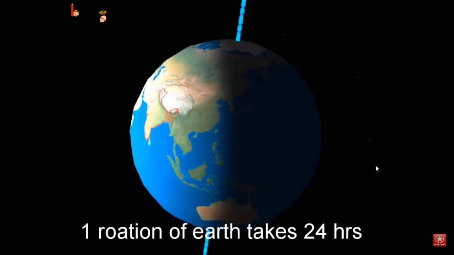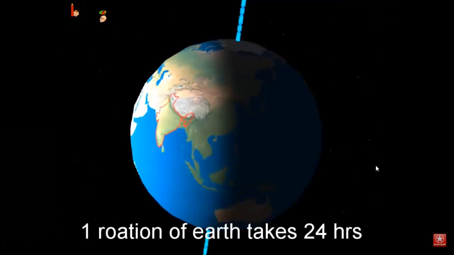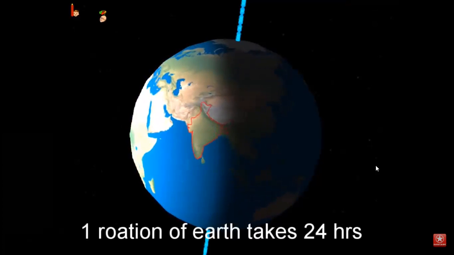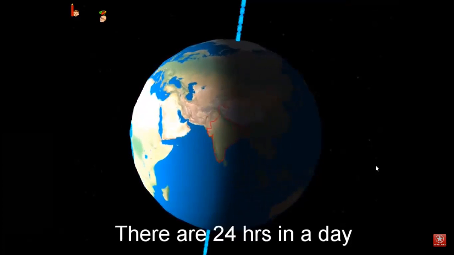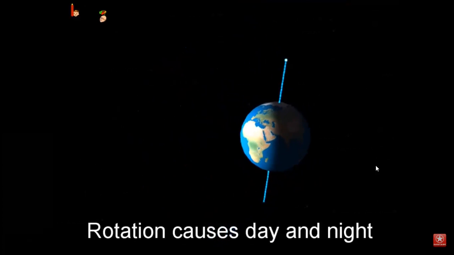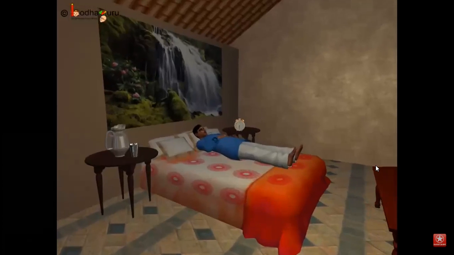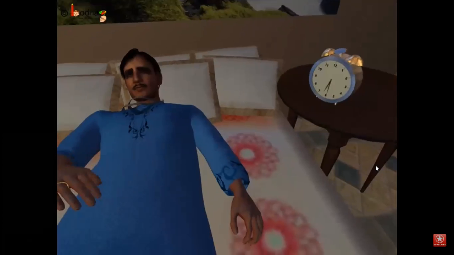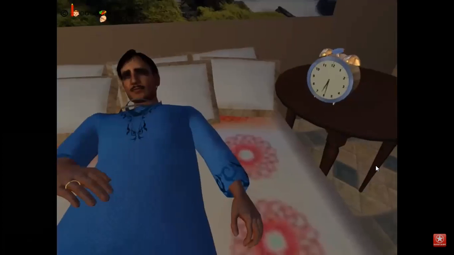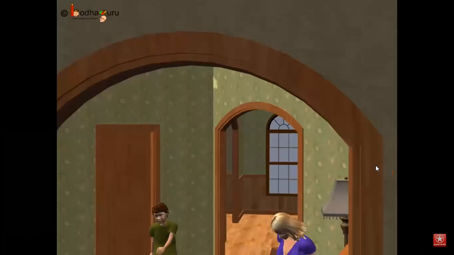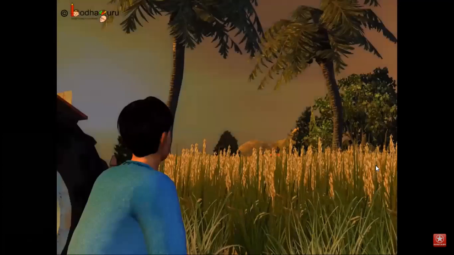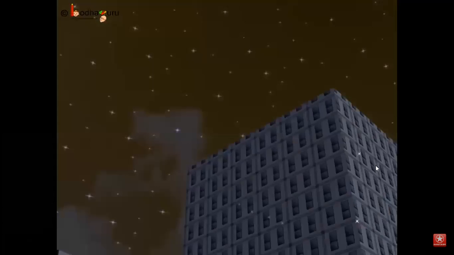You know, to complete a rotation, the earth takes 24 hours. Tell me, how many hours are there in a day? Yes, it's 24 hours. So we see it's the rotation of earth that causes day and night. This is exactly what happened in the story. On one side of the earth, the Indian farmer was sleeping through the night. Meanwhile, on the other side, the American kids were playing during the daytime. Slowly, it became day in India while it became night in America.